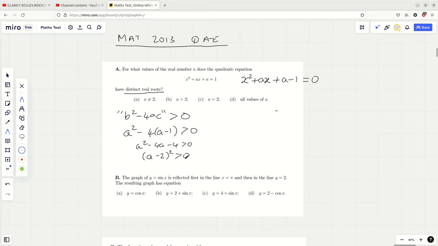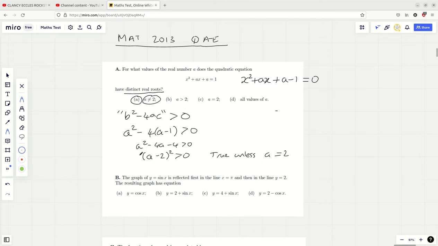Now, we need this to be bigger than 0. That's what we need. But actually, there's a number I can plug in here for a which makes this equal to 0, which means the inequality doesn't hold. So this is true unless a equals 2. In other words, it's going to have distinct real roots in every case, so long as a doesn't equal 2. And so if I can just ring this answer, I believe it's going to be A. As long as a doesn't equal 2, it will have distinct real roots.